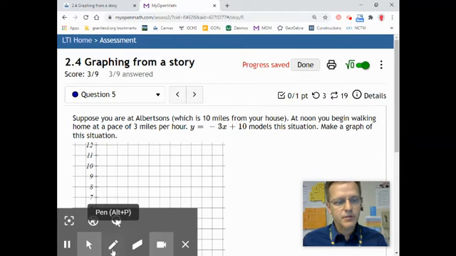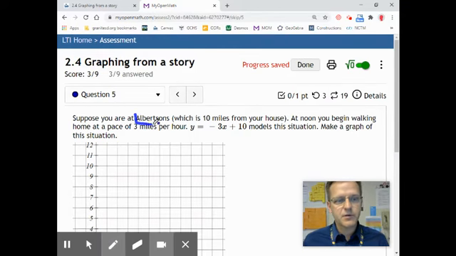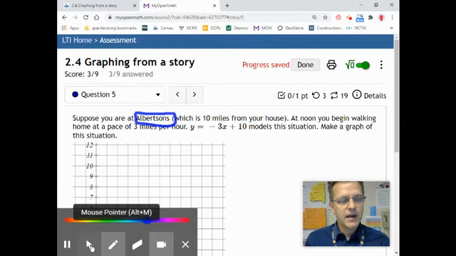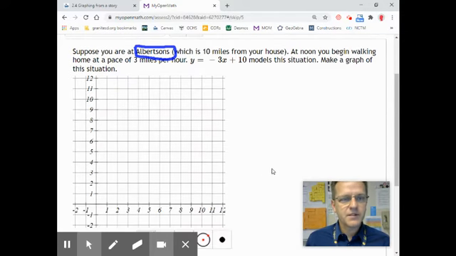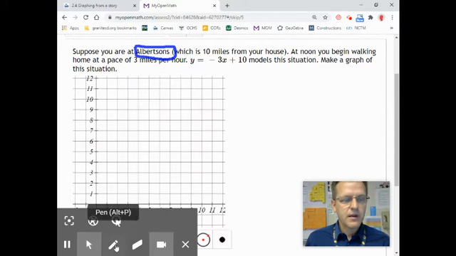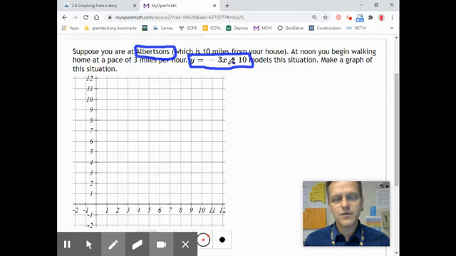Suppose you are at Albertsons. Now, this is not my house. It's spelled wrong. This is the store, Albertsons. Sometimes you see Albertsons stores, they're grocery stores. Anyway, let's suppose you are at an Albertsons grocery store, which is 10 miles from your house. And at noon, you begin walking home at a pace of 3 miles per hour. Helpfully, we have the equation written out right here, that you're 10 miles away and you're reducing that distance from home. The distance from home is getting less by 3 miles an hour.